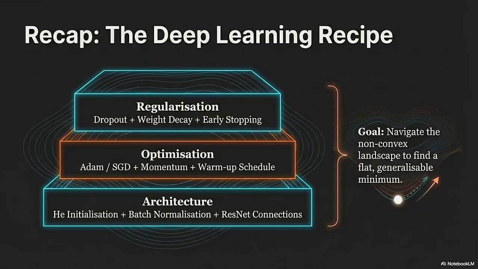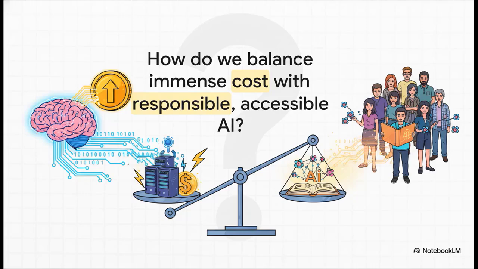And this brings us to a final and, I think, crucial question. This whole search process is incredibly powerful, but it's also computationally immense. It takes a huge amount of resources. So as these models get bigger and bigger, we have to ask ourselves, how do we balance the enormous cost of this search with the critical need to build AI that is responsible, efficient, and accessible to everyone?